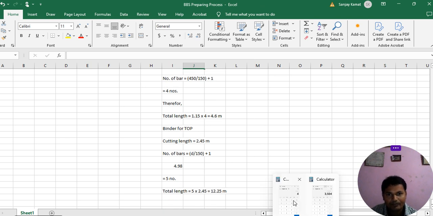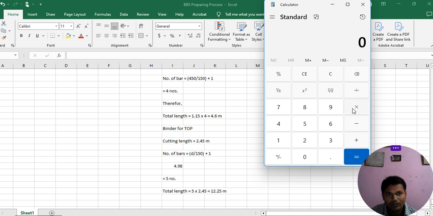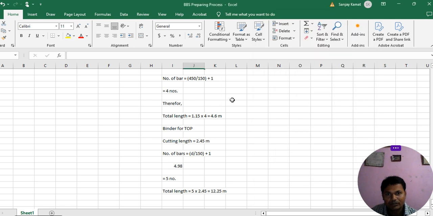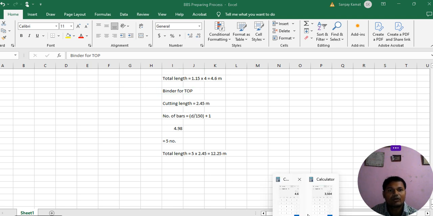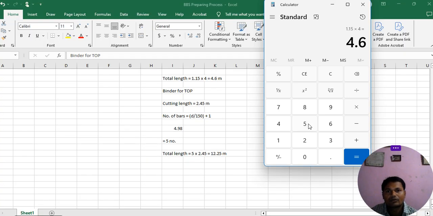And now to calculate the total length you have to multiply 1.15 into 4 numbers, then this will be 4.6 meter. Then we got the total length. Now we are going to calculate the binder for the top value. To calculate the binder for the top value, we have to find out the cutting length first of all.